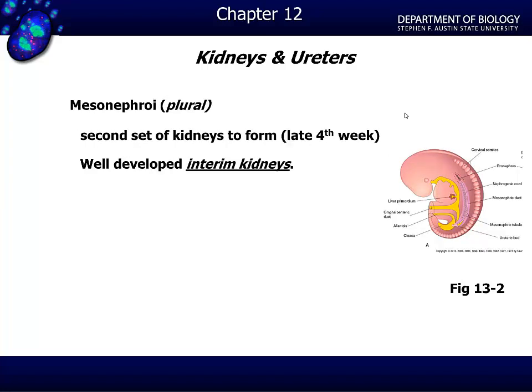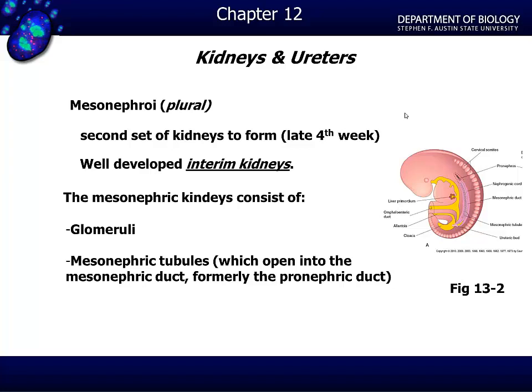Now, the second kidney to form, the mesonephros, this is late 4th week, and it's often referred to as the interim kidney. Now, in this case, it is a functional kidney because it does have glomeruli and it does have these mesonephric tubules. Again, think of the mesonephric tubules as primordial or very primitive rudimentary nephrons. They will have Bowman's capsules around the glomeruli. They will have convoluted tubules, but they're not going to be exactly the same as the nephrons we see in the metanephric kidney.